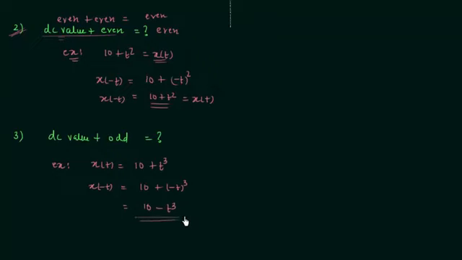So this signal is neither even nor odd, because the condition of an odd signal is x(-t) equals minus of x(t), but 10 minus t cube is not equal to minus of x(t). It is not equal to minus of x(t), and it is also not equal to x(t). So when we add an odd signal to a DC value, we will have neither an even nor an odd signal. So the third property is about the addition of an odd signal to a DC value.